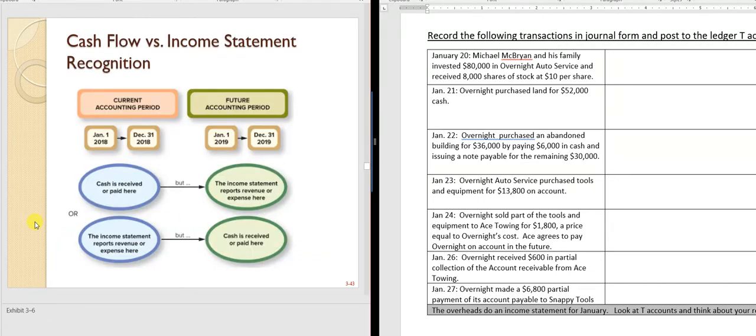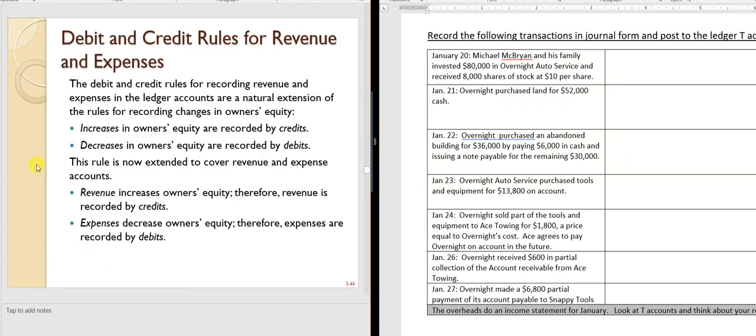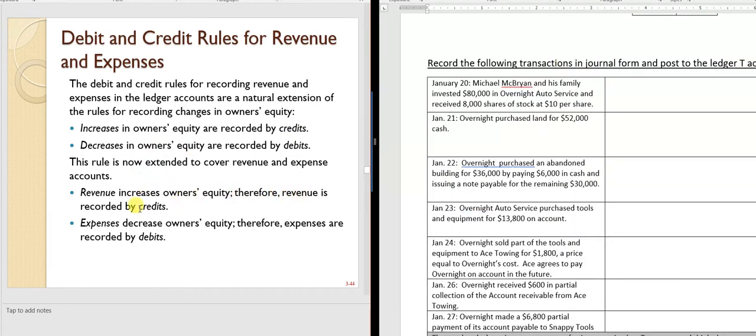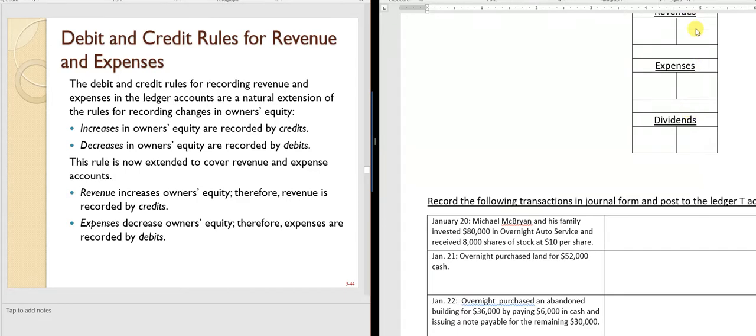Okay, so we'll talk about this in the next chapter. We already filled out our revenues up here. Revenues are increased with credit. Expenses are recorded as debits. I shouldn't say increased. I really want you to have a check mark here. Revenues increased on the credit side. Expenses on the debit side.